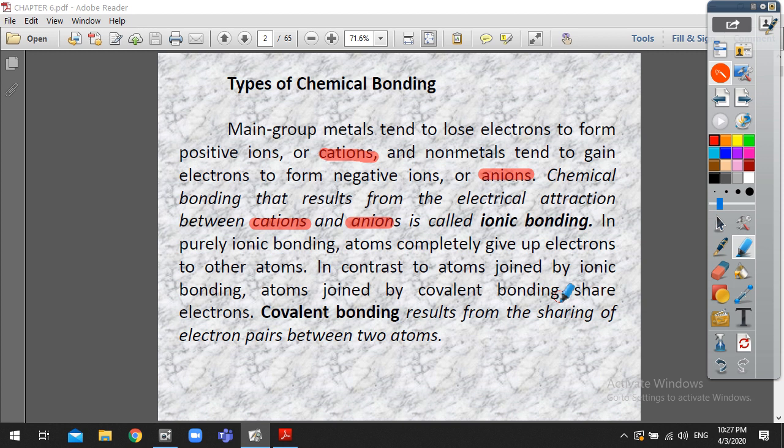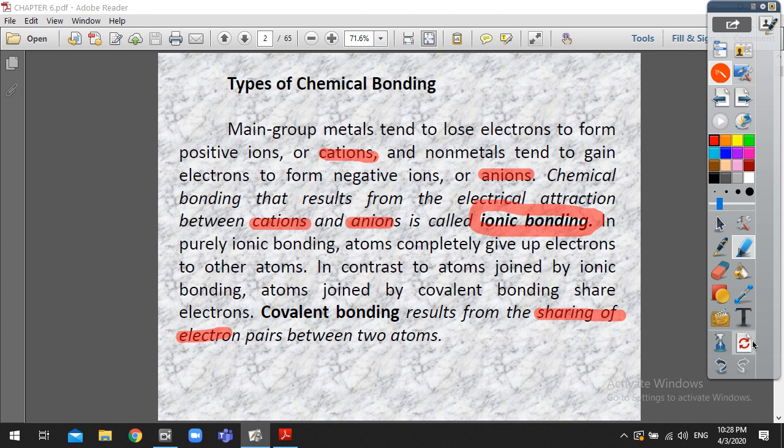Opposite to ionic bonding, we can talk about covalent bonding. Covalent bonding results from the sharing of electrons. As I told you, in ionic bonding the electrons are transferred from one atom to another atom. There is a transfer of electrons. But in covalent bonding, there is a sharing of electrons. It means that the atoms share the electrons and become a compound, and we call this attraction covalent bonding. Mostly non-metals form covalent bonds. Mostly metals and non-metals form ionic bonding.